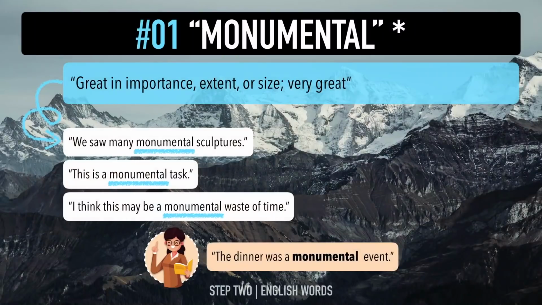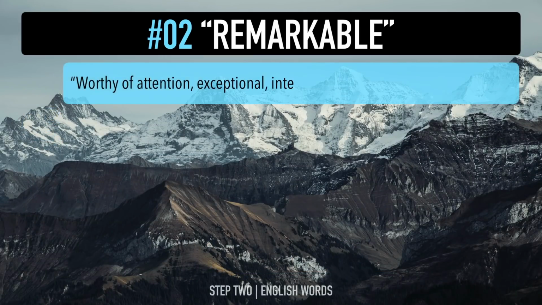Okay, now another word you can use when you're following step number 2: remarkable. All right, again, remarkable. Now this means worthy of attention, exceptional, interesting, or excellent. This is a very useful English word and a word that you can use as you move to step number 2 to give the main details of the event you are speaking about.